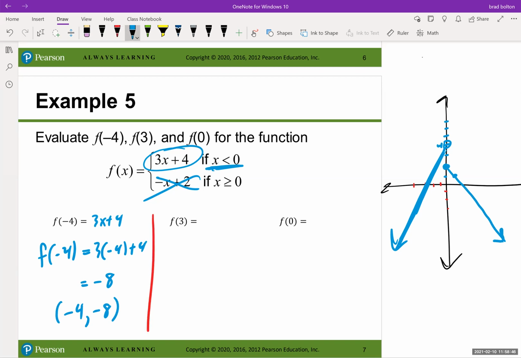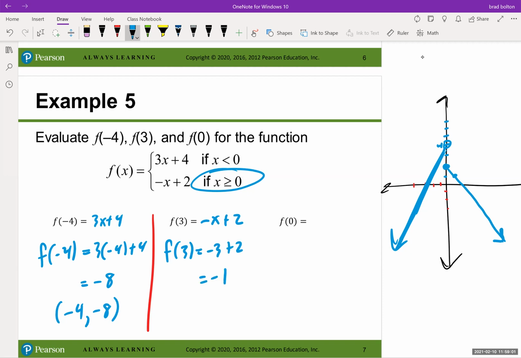So now let's do 3. Which one is 3? Well, f of 3 goes with this guy. So that means this is negative x plus 2. So f of 3 equals negative 3 plus 2, which is negative 1. So we have the coordinate 3 comma negative 1. If I go over 1, 2, 3, and down 1, there's right there. So that one worked out a little better. That was a little bit better line I drew.